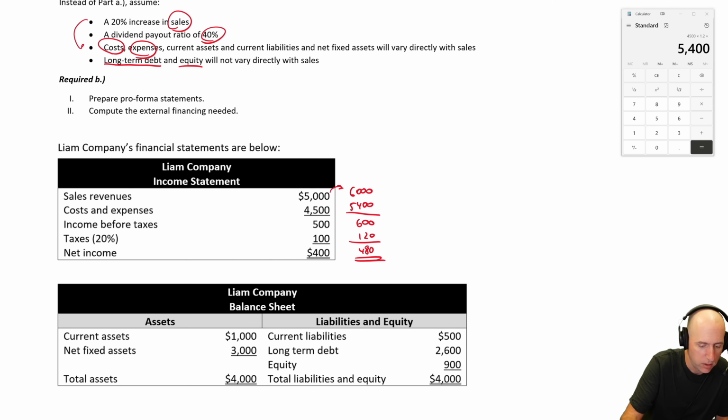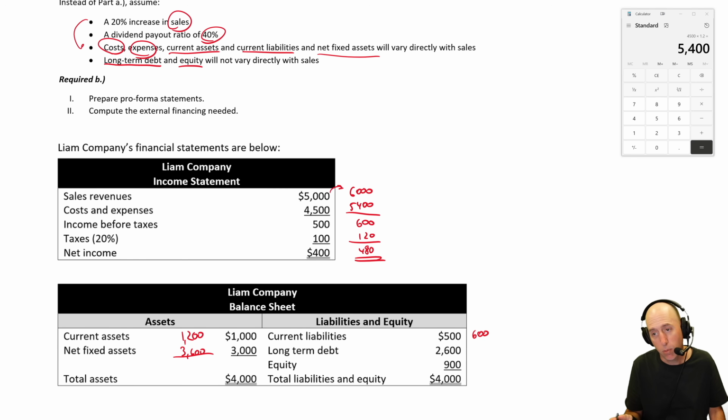Let's just remember what else goes up. Current assets and current liabilities go up by 20%. So current assets goes to 1,200. Current liabilities goes to 600 under this scenario. Net fixed assets also goes up by 20%. So 3,000 goes up to 3,600.